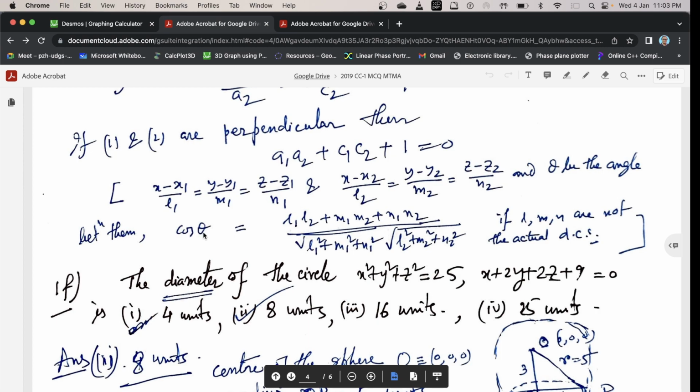So if theta equal to 90 degree, so cos 90 equal to 0. So obviously the numerator must be 0. So L1 L2 plus M1 M2 plus N1 N2 equal to 0 if theta equal to 90 degree. So the sum of the products of the direction ratios equal to 0 if theta equal to 90 degree, perpendicular.